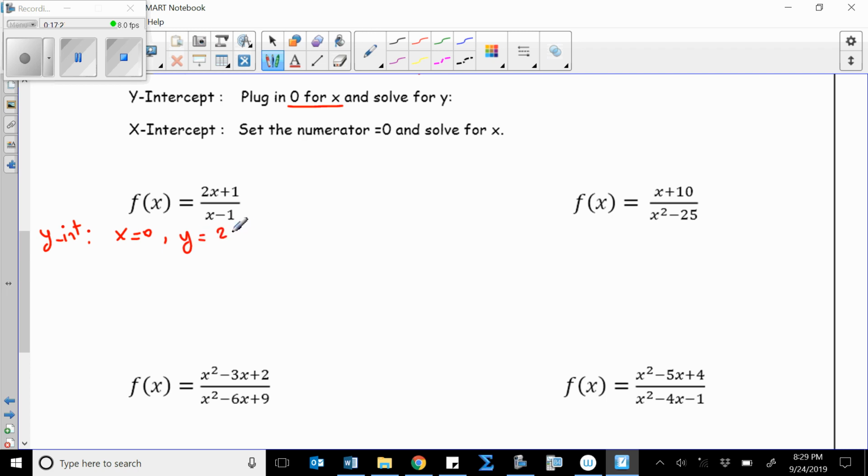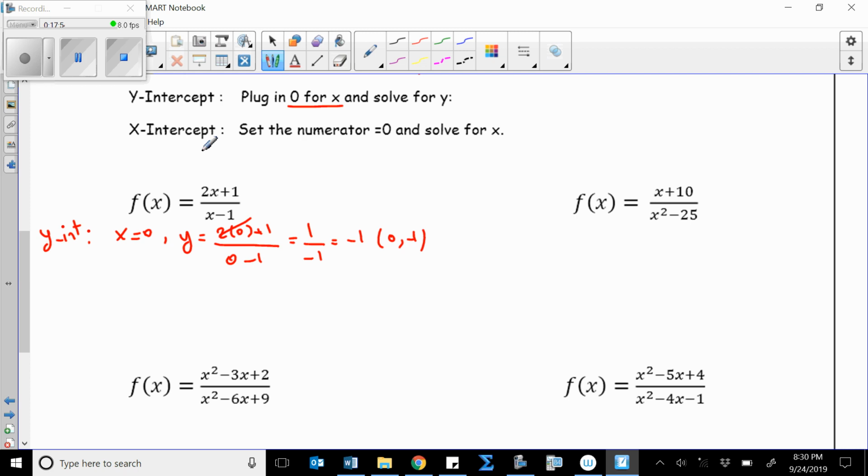So this will be 2 times 0 plus 1, over 0 minus 1. Wherever you see an x, you're going to plug 0 for that x. 2 times 0 is just 0. 0 plus 1 is 1. 0 minus 1 is negative 1, and 1 over negative 1 is negative 1. So your y-intercept is 0 and negative 1.